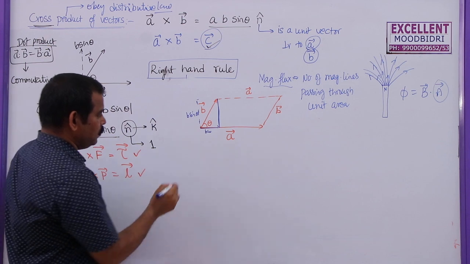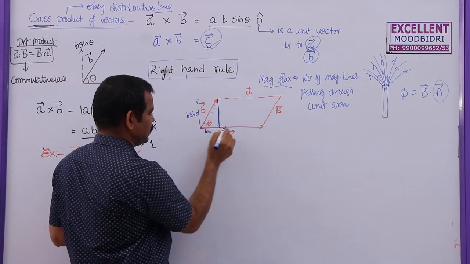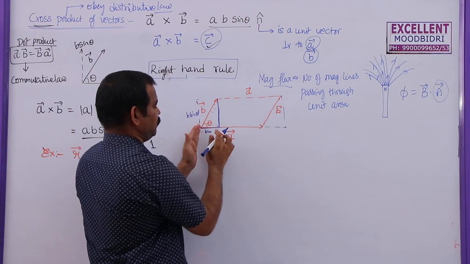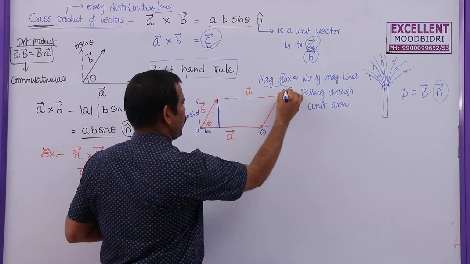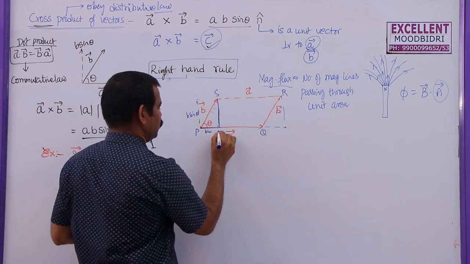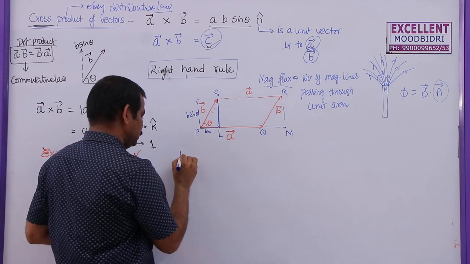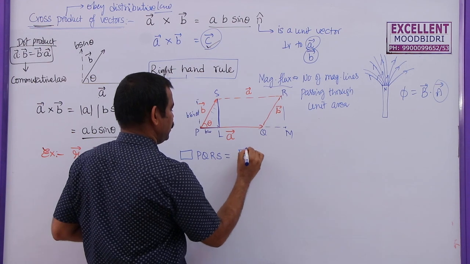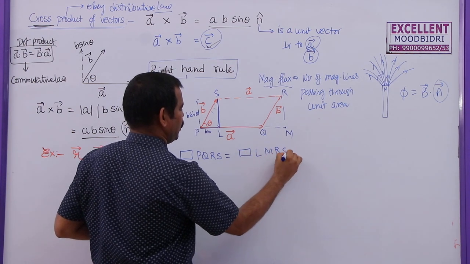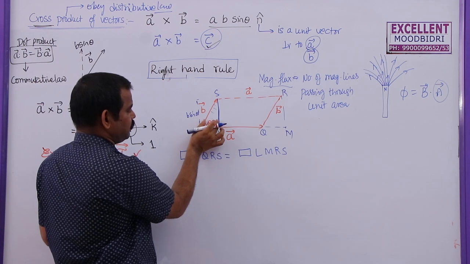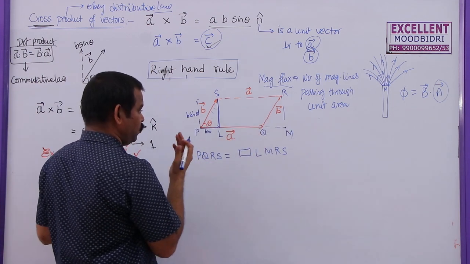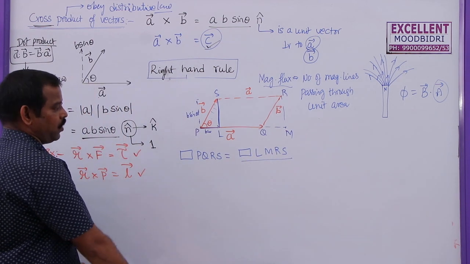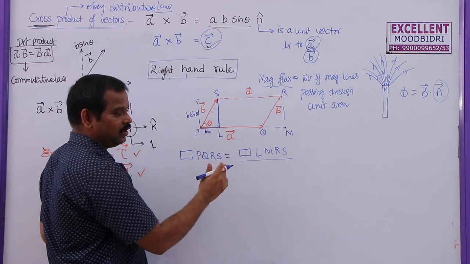Now, the area of this one is exactly equal to area of this one. That means the area of this parallelogram, PQRS, is also equal to area of LMRS. Why? Because area of this triangle and this triangle is same. Now, how to find the area of this LMRS rectangle? To find this one, we need length into height.